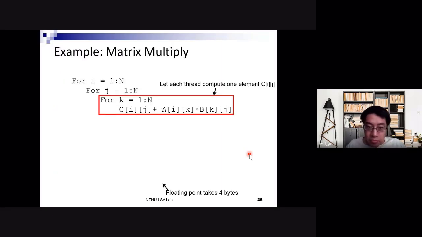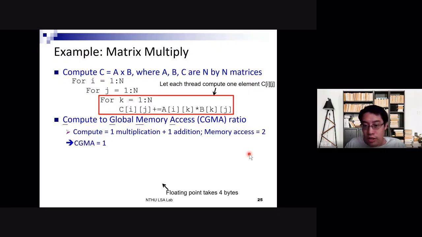Okay, so first of all, let's look at an example: why is shared memory so important for global memory? This is a simple use case, an example of matrix multiplication. We have three layers of for loops, and we perform this statement, C equals A times B. Let's say it's an n by n matrix, and it's the same size for matrices A, B, and C.